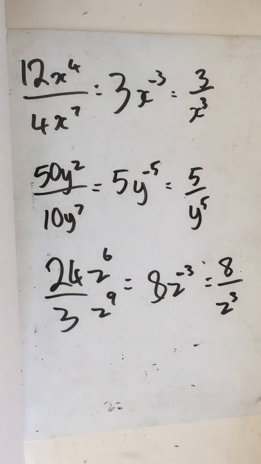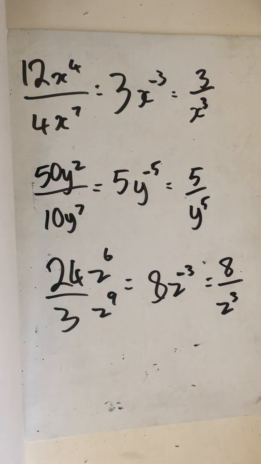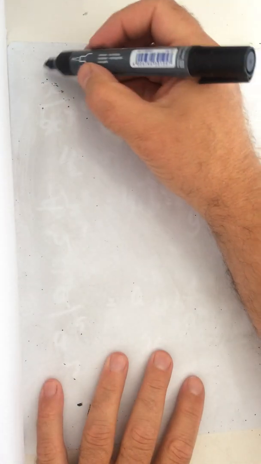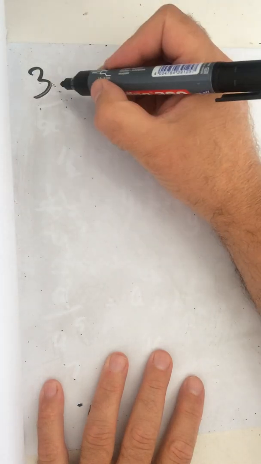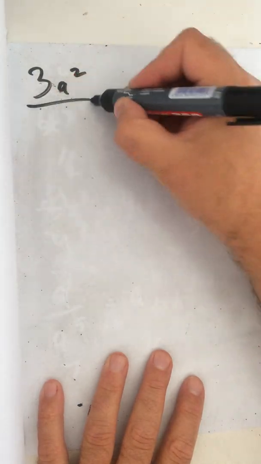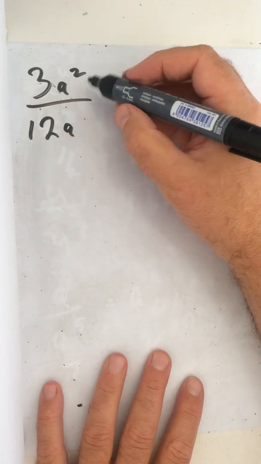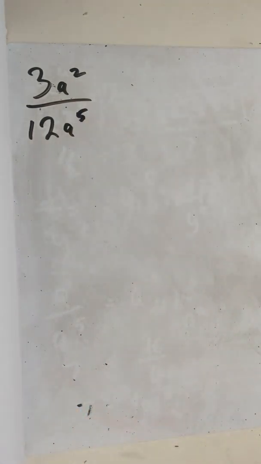Okay, right. Next one's slightly different. See if you can work this one out for yourself without me going over it, and then we'll do one more of those. So let's go at 3a squared over 12a to the power of 5. Have a go at that one, please. Pause the video. Have a go.